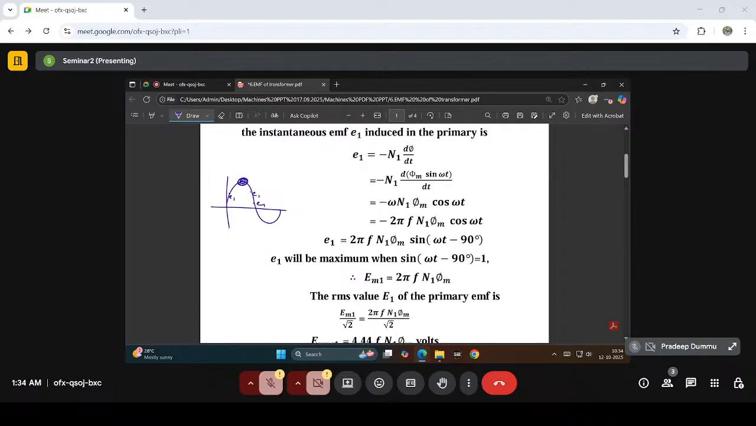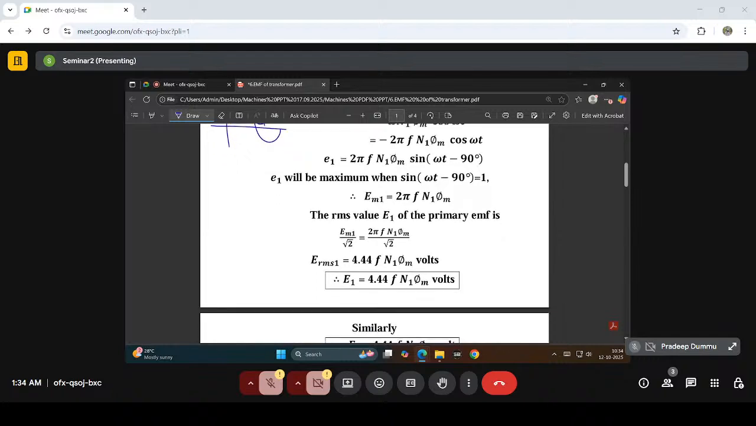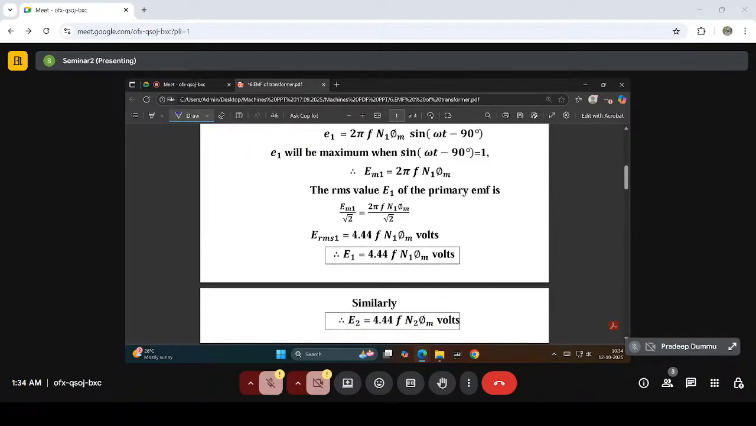Then we get the answer. What will be the answer? Em by root 2, ERMS 1. So we got this. Clear, all of you? You got this one. Next, E2.